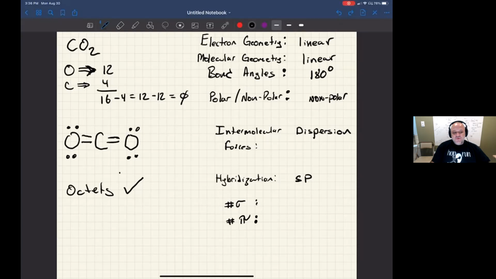And since I have 2 double bonds, then that means I have a total of 2 sigma bonds and 2 pi bonds. Again, each one of the double bonds contributes 1 sigma and 1 pi. So I'm getting 2 sigma total and 2 pi bonds total. And that's it for this problem.